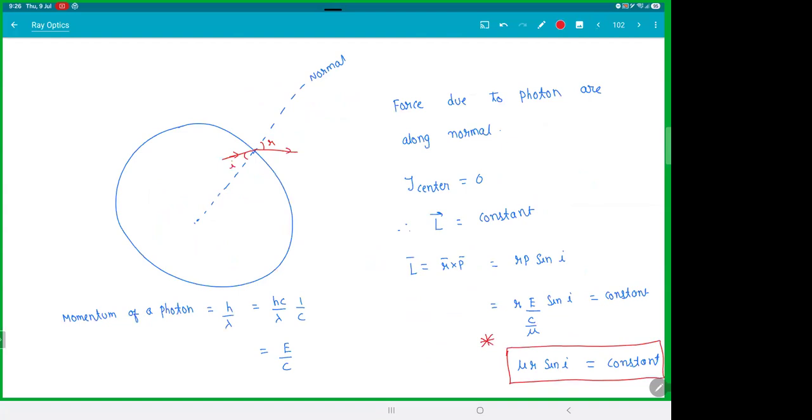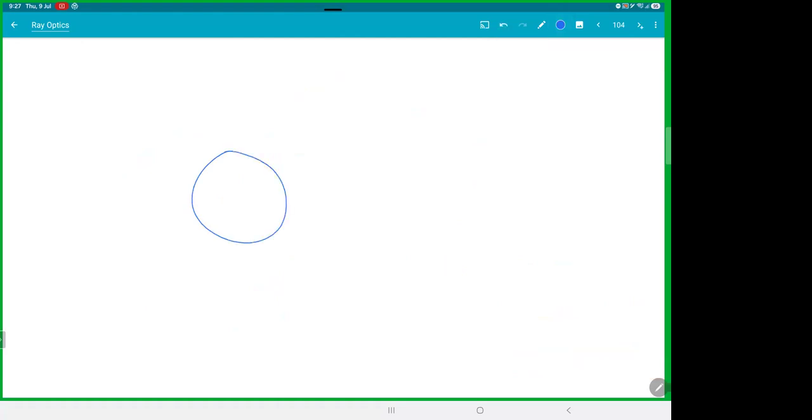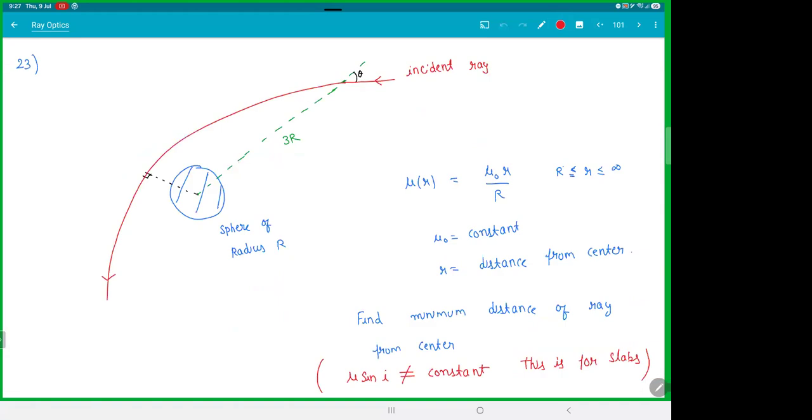But this is better, isn't it? So if you talk in terms of photons, suddenly life becomes pretty easy. And once you got this, the question is over. So the light ray, let's just get the picture from here.